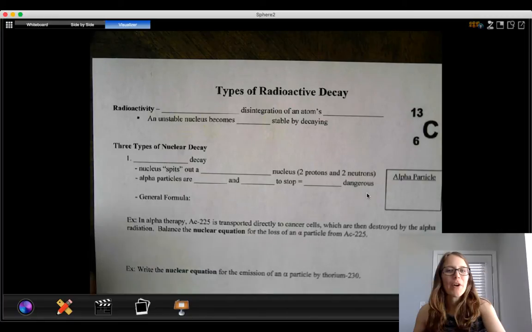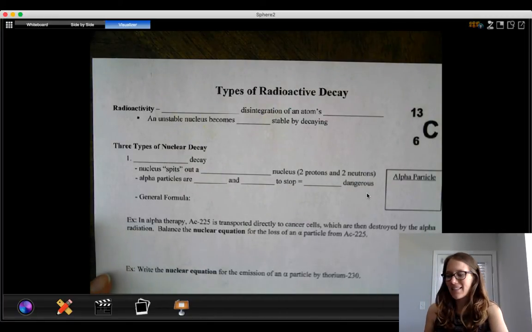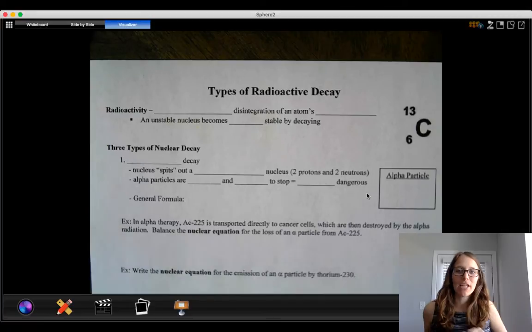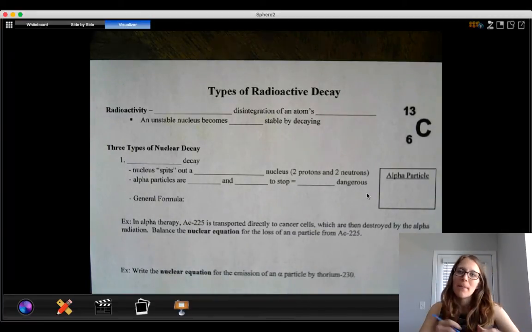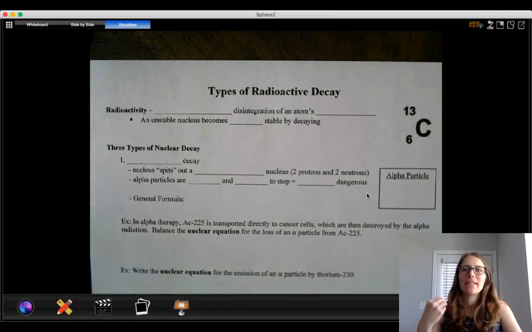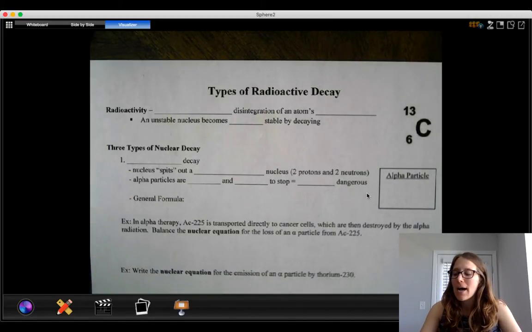All right, so welcome to page 6 of our packet. This is looking at types of radioactive decay. When we say a sample is radioactive, that means it's breaking down over time by essentially spitting out radioactive pieces of itself. There are 3 different types of pieces that this element can spit out of itself. There are actually more than just 3, but there are 3 main ones that we focus on in our class.